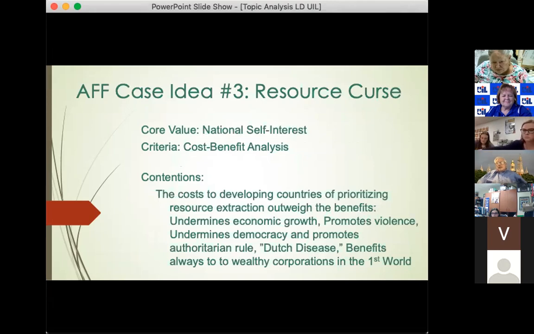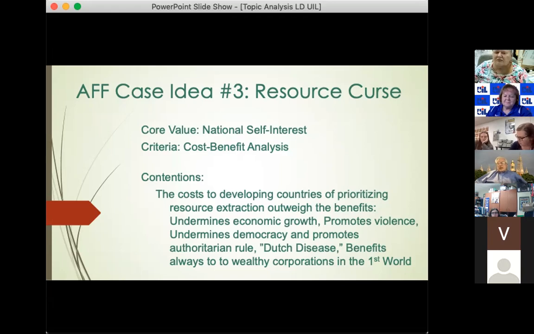Another case idea is the resource curse, and this requires a little explanation. And this can apply to any kind of resource extraction. So there's a big term out there in the economic literature, Dutch disease, that I need to stop and explain.